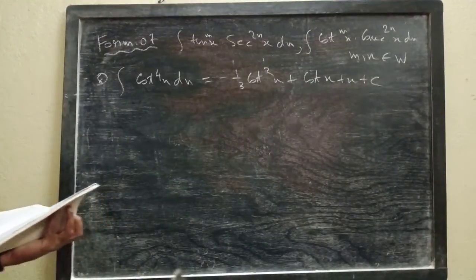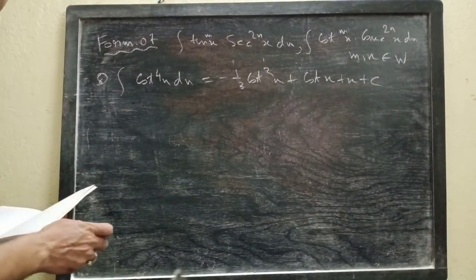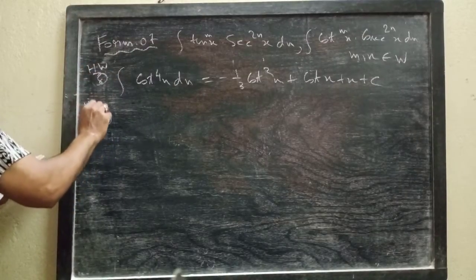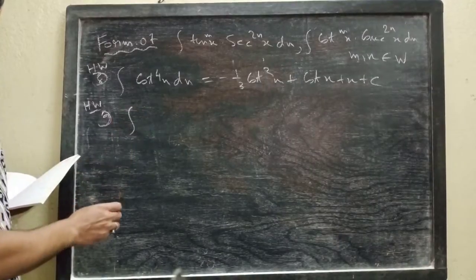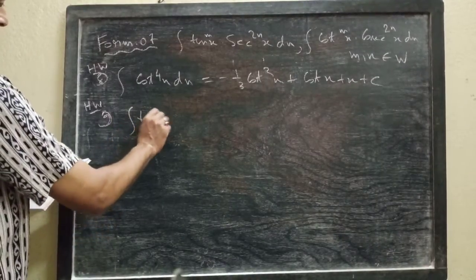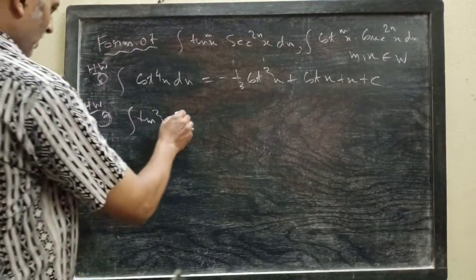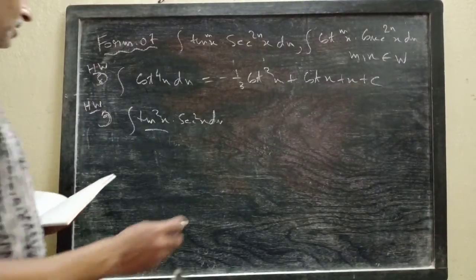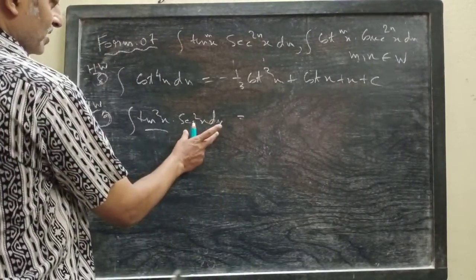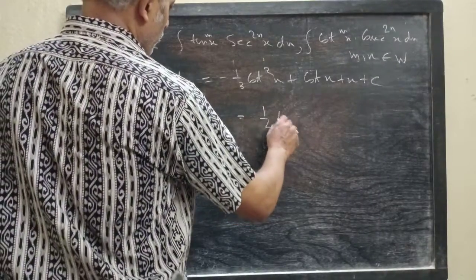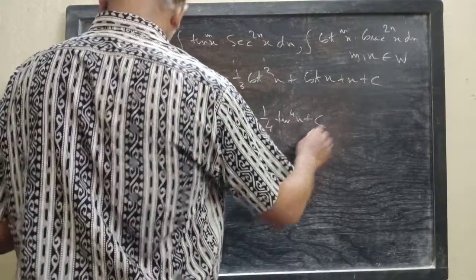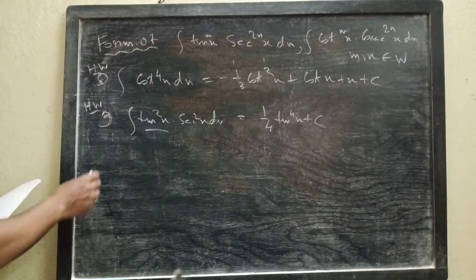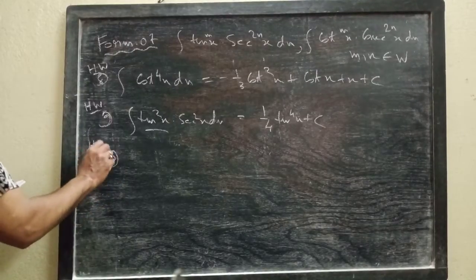Similar. Next question. This will also be kept as homework. Integration of tan cube x into sec square x dx. Just take tan x equals z, you will get your result. Or you can write this as d of tan x. So your answer will be 1 by 4 tan to the power 4x plus c. Next, number 10. This is also your homework.